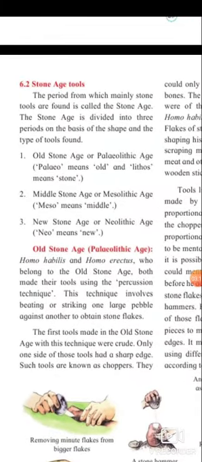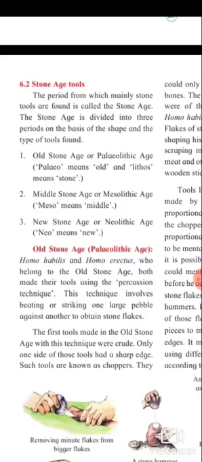The period from which mainly stone tools are found is called the Stone Age. The Stone Age is divided into three periods on the basis of the shape and the type of tools found. Old Stone Age or Paleolithic Age: Paleo means old and lithos means stone. Middle Stone Age or Mesolithic Age: Meso means middle. New Stone Age or Neolithic Age: Neo means new.